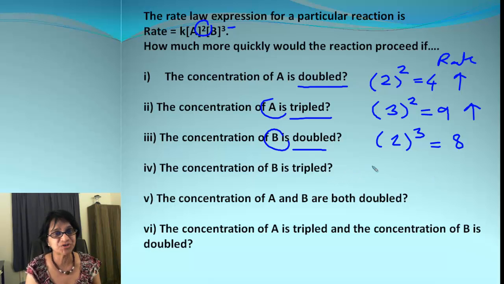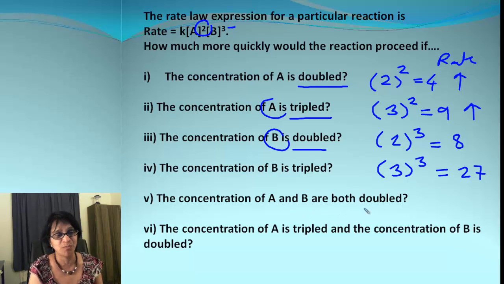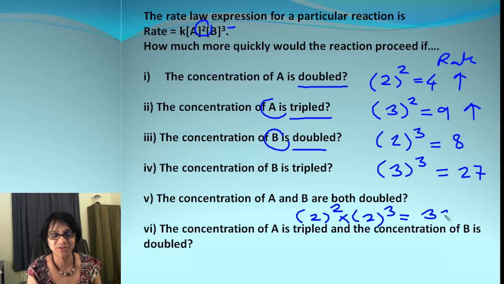What if B is tripled? So now B will be 3, and the power for B is 3. So it's 3 to the power 3, which will be 27. And look at this. With respect to A and B, now both are doubled. So A will become 2, the power is 2. And B is doubled, but the power is 3. So when you multiply all of that, what do we get? We get 32 as the answer.